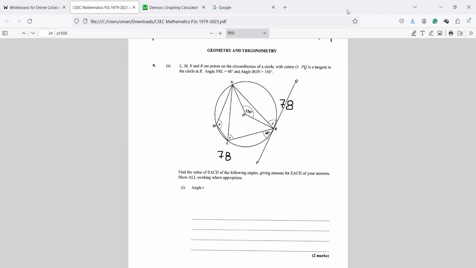Right. Now we're moving on to angle A. So what I said was that the angle between the tangent and the chord is equal to the angle subtended by the same chord but in the alternating segment, right?